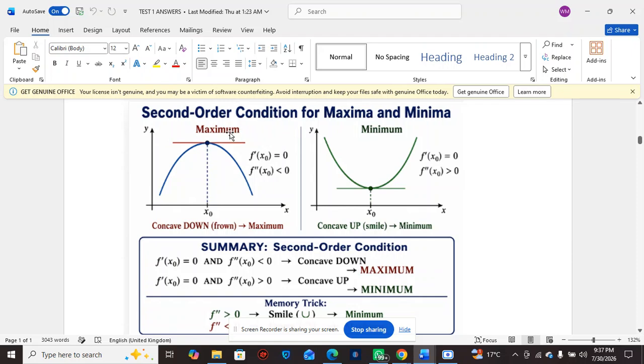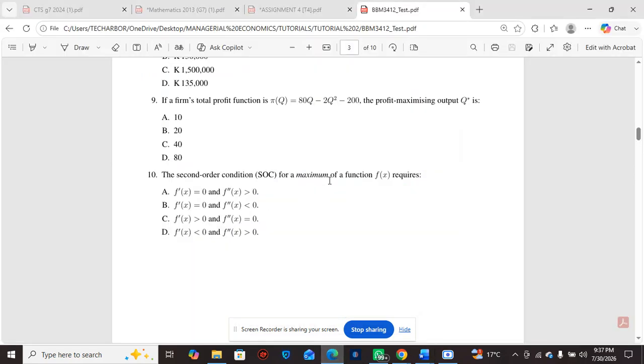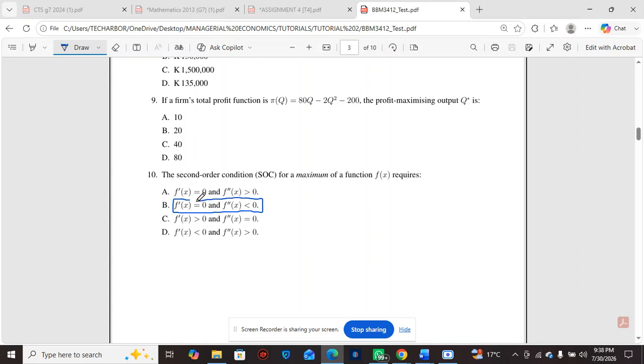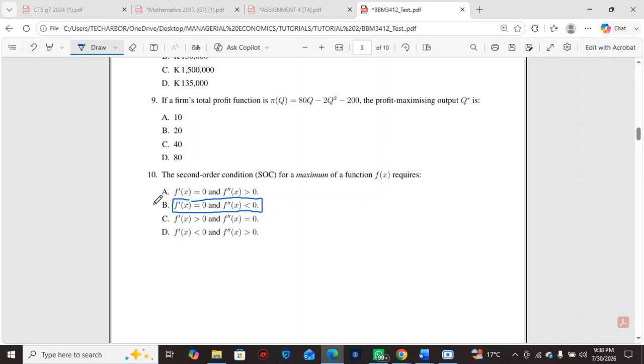For a maximum, when you derive your function the second time and plug in your x value, if it's less than 0, then you have a maximum. But if it's greater than 0 when you do your second derivative and plug in your value, it's a minimum. So in this question, for a maximum function, f'(x) = 0, then the second derivative, when you plug in your value, should be less than 0. So our answer for number 10 is B.